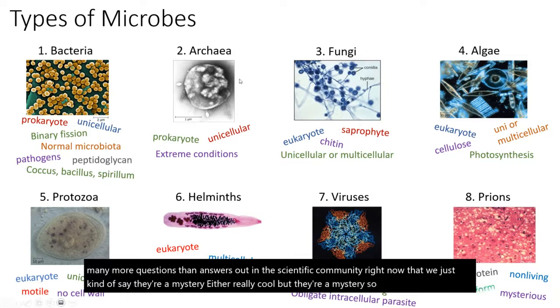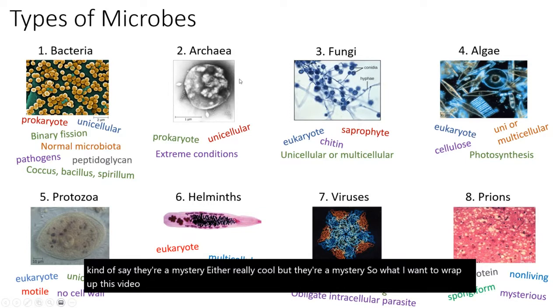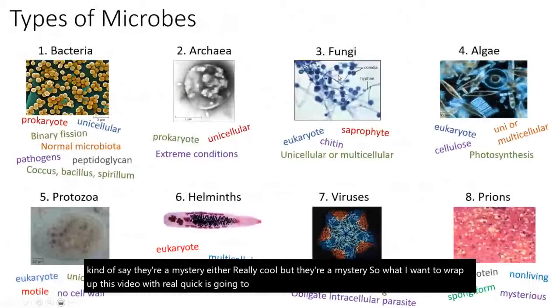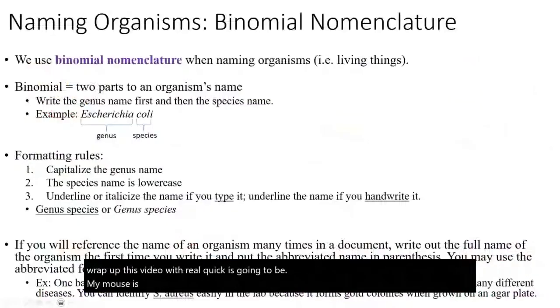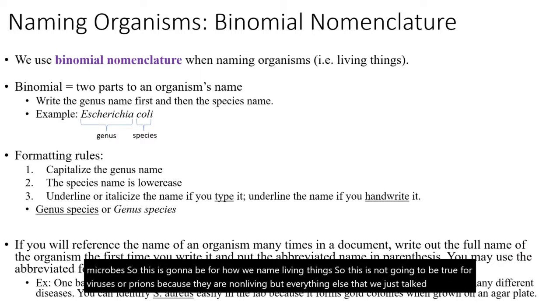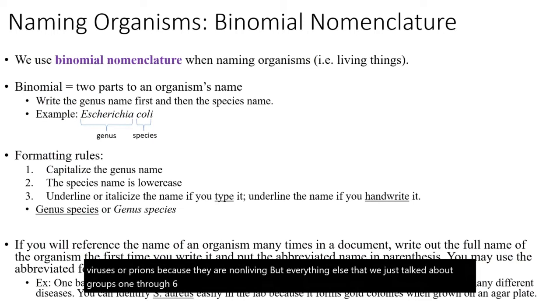What I want to wrap up this video with real quick is how we name microbes. Oops, my mouse is super sensitive. Sorry, hold on one second. There we go. This is for how we name living things, so this is not going to be true for viruses or prions because they are non-living. But everything else that we just talked about, groups 1 through 6, are named according to binomial nomenclature.